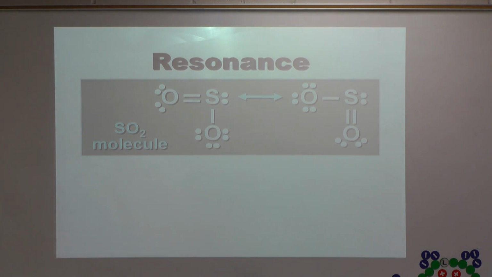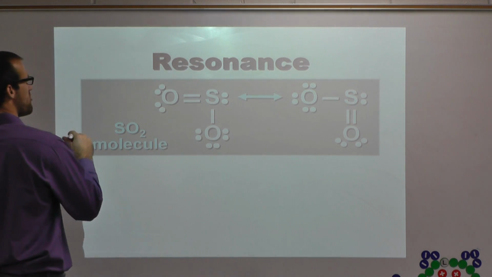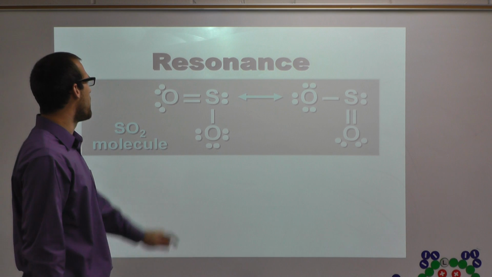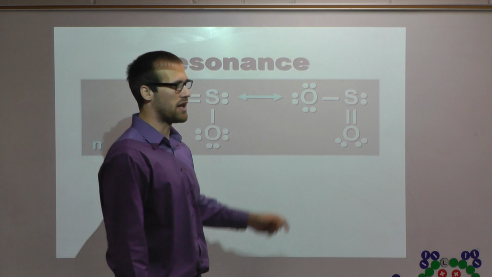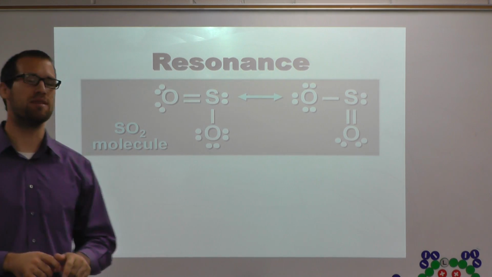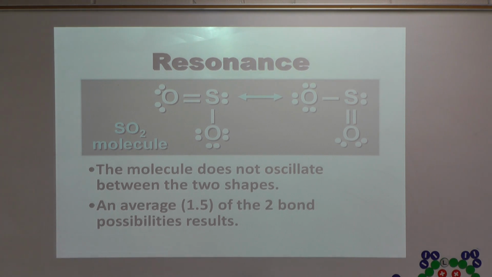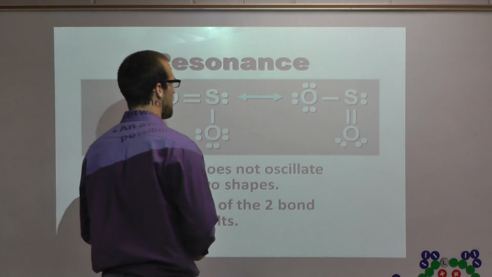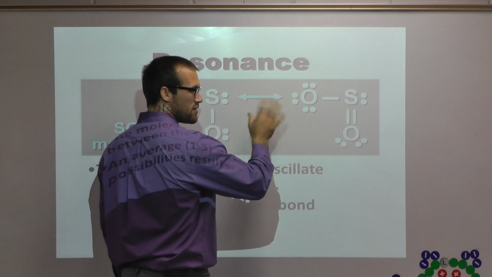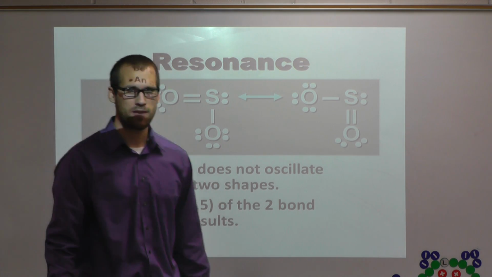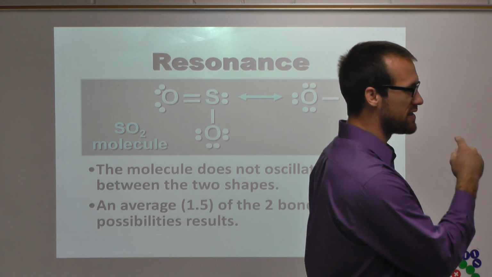Okay? So if I'm doing SO2 and I do my first SO2 and I choose the double bond here, I must also show the other double bond with an arrow between showing resonance. Now, here's a misconception. A lot of people think that what ends up happening is the molecule oscillates back and forth between the two structures. Okay, that does not happen. It's not going back and forth between the two structures. That's not what this means when we show resonance this way.